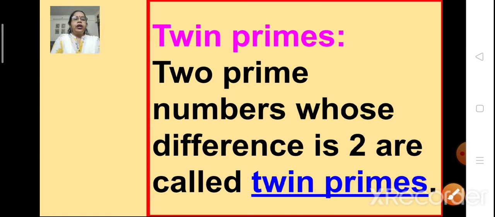Now let's know what are twin primes. Children, we have learned about the prime numbers. What are the prime numbers? They have only 2 factors, that is 1 and the number itself. That means it is divisible only by 1 and the number itself. So these are the prime numbers. Then what are twin prime numbers? If the difference between 2 prime numbers is only 2, then they are called twin primes.